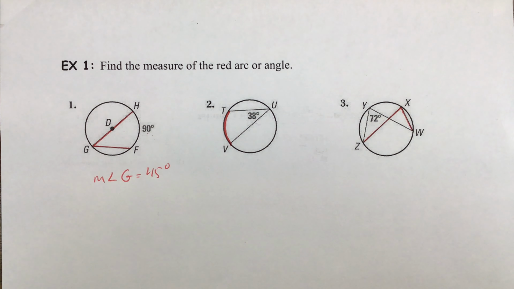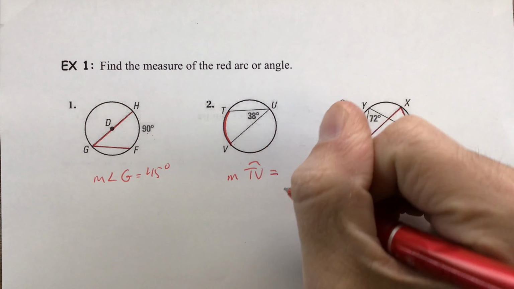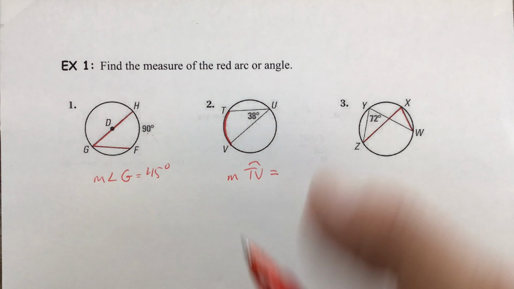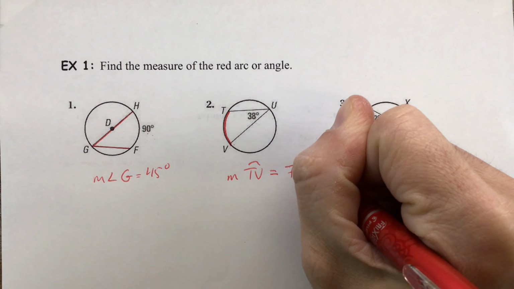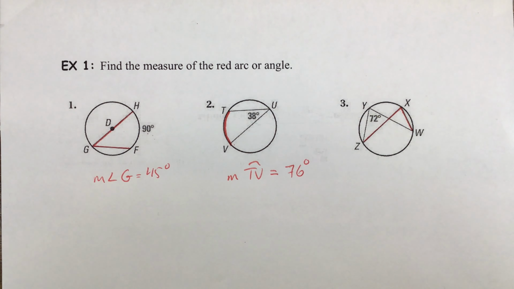For the second figure, we're going to be looking in the opposite direction. What we want to do is figure out the measure of arc TV. Because the inscribed angle over at U, which intercepts that arc TV, is 38 degrees, you can double it to get the measure of the arc. It's 2 times 38, and that turns out to be 76 degrees.